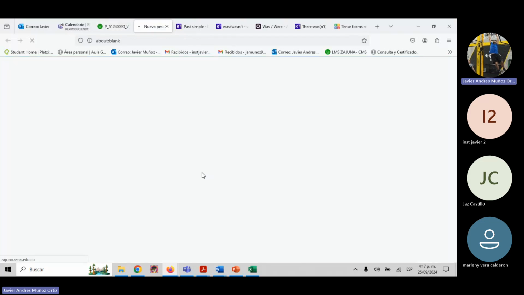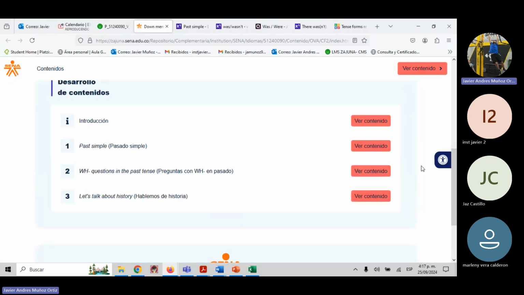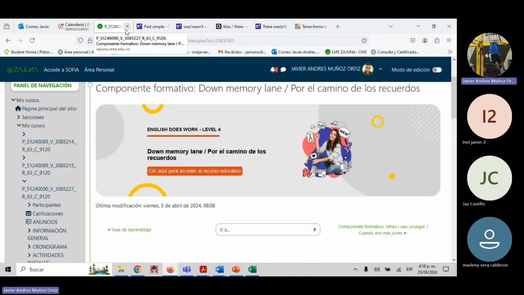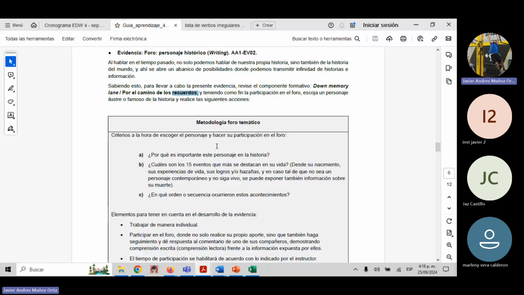Click here para acceder al recurso educativo. Here is the most important information you're going to need to develop this activity. In fact, we have already studied the simple past tense, therefore this is not new, but you're going to focus on that. You're going to find some more information in the platform. Okay, so this is it about the platform. We don't need to check more information about this activity.